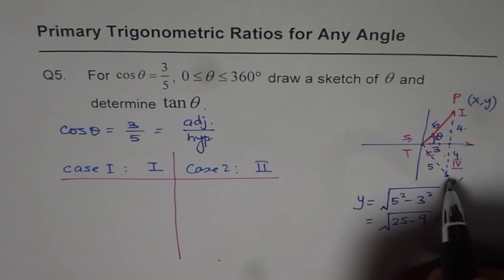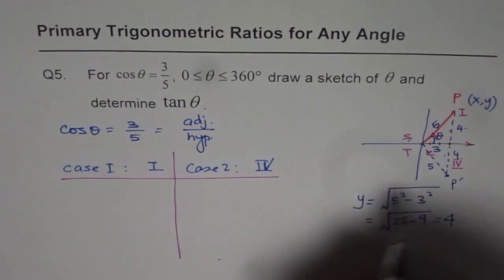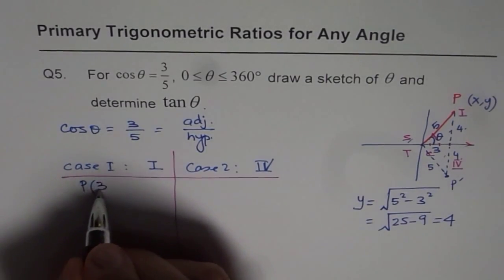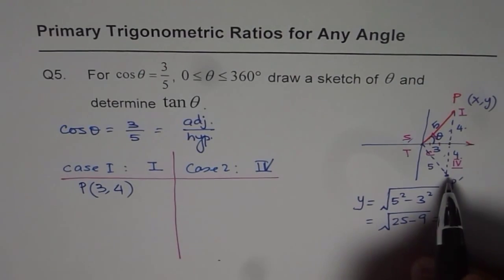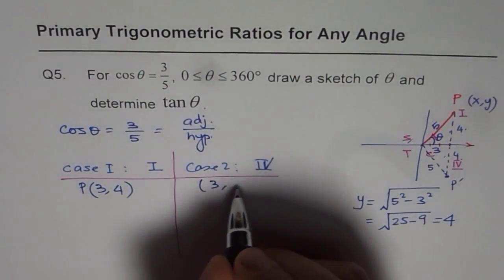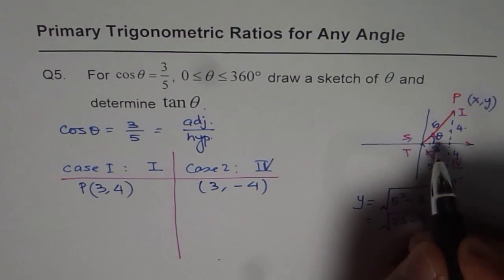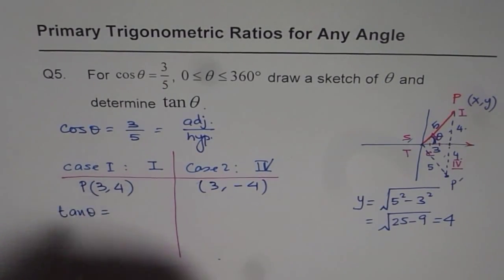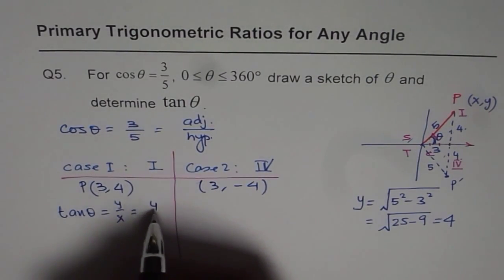But here the coordinate point should be what? Well, this is case 2 where the y coordinate is negative 4. So what we are looking at is a point P whose coordinates are 3 and 4 when it is in quadrant 1. What are the coordinates when it is in quadrant 4? It is indeed 3 and minus 4. That makes the difference. In one case where theta is an acute angle, tan theta is equal to y over x, which is 4 over 3.